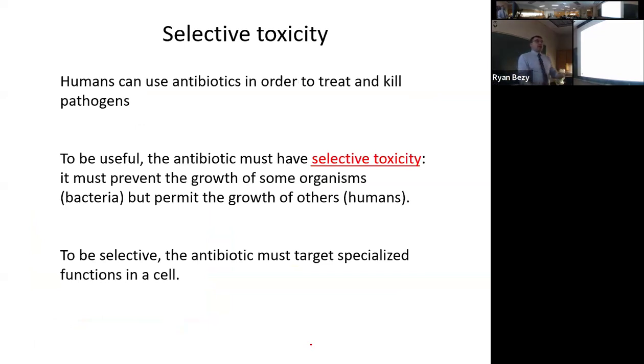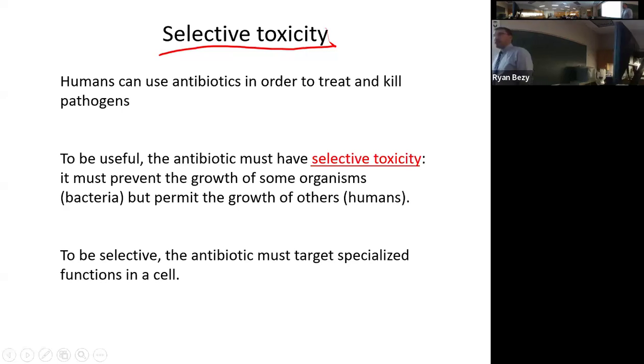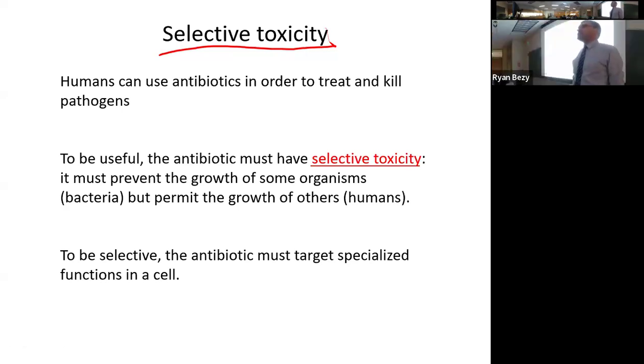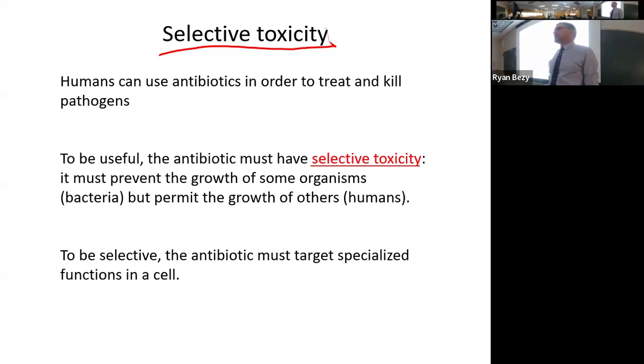What is important about antibiotics is that they are what is called selectively toxic. We can use antibiotics to treat and kill disease because they are selectively toxic. What this means is they have to prevent the growth of some organisms, in this case bacteria, but permit the growth of others, in this case humans. So say you have an active infection in your body. Could you treat that infection using bleach? If you had a bacterial infection of your GI tract, could you drink some bleach to kill that bacterial infection? Good, but then you die.